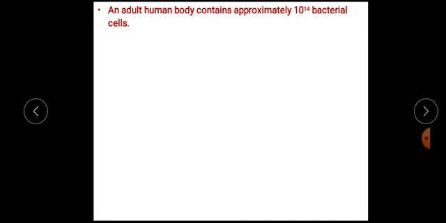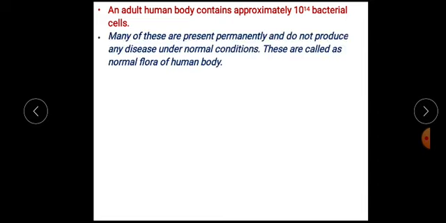Just to have an idea about how many microorganisms are normally present in the human body, approximately 10 raised to 14 or more bacterial cells are present in a healthy human body. Many of these are present permanently, whereas a few of them are variable. The microbes which are present permanently do not produce any disease under normal environmental conditions. That means they are harmless.